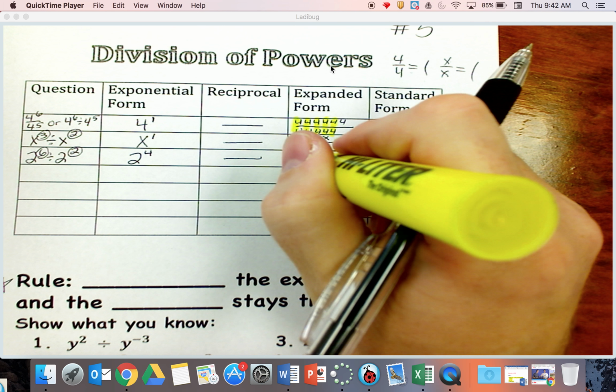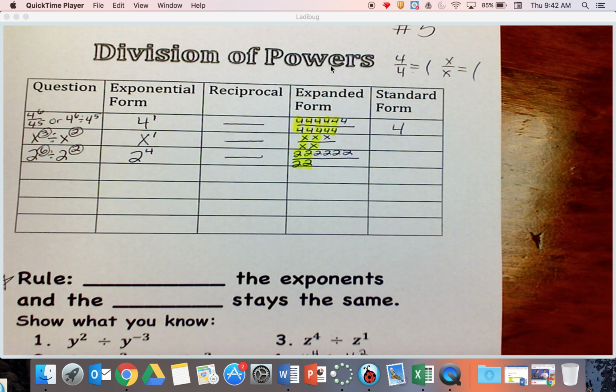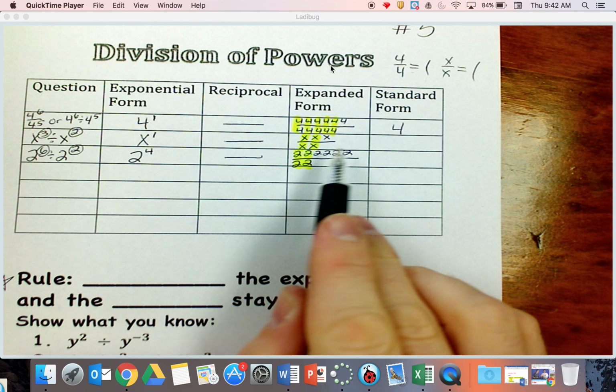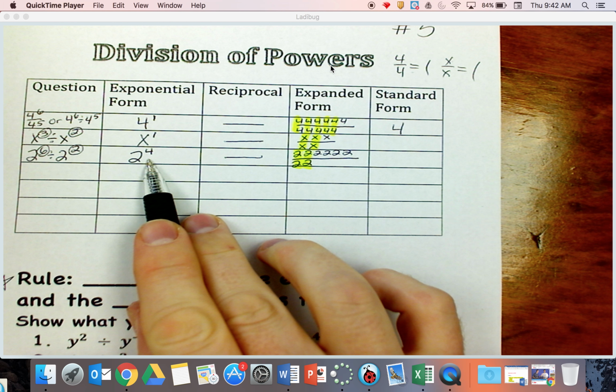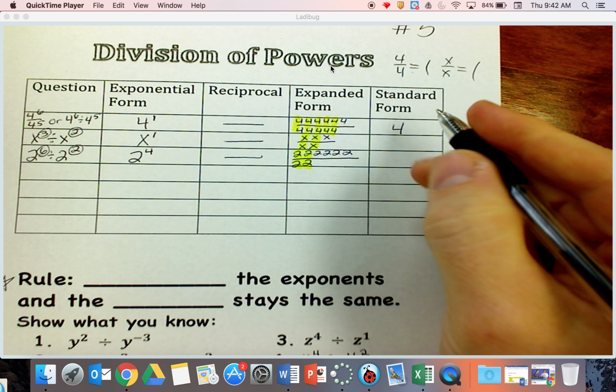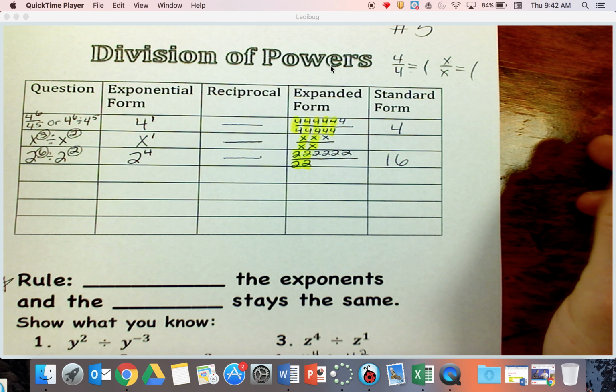I've got one here and one there. So those cancel out, or they become 1. And how many do I have left? 1, 2, 3, 4. 2 to the 4th power. And when I do 2 to the 4th power, that's 2 times 2 times 2 times 2. You end up getting your standard form to be 16.